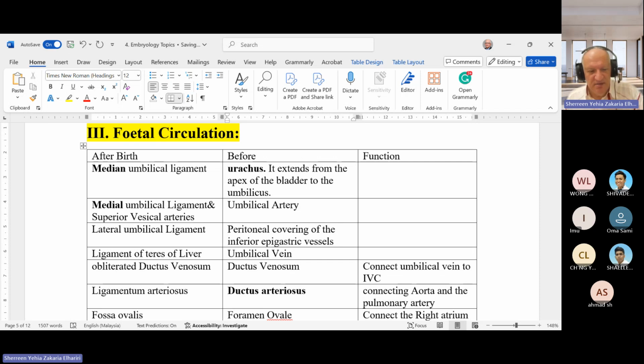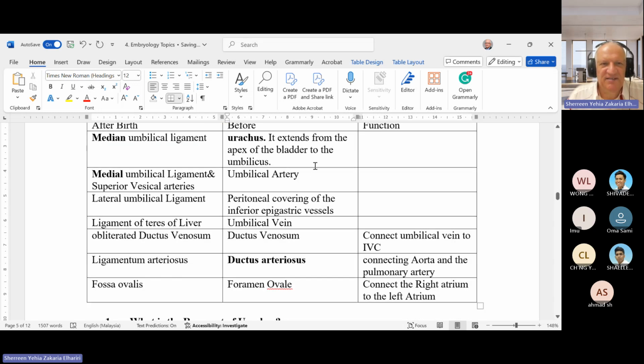This is a patent urachus. If you have a tumor of the urachus, it can cause adenocarcinoma. It is a rare tumor, and it is the only adenocarcinoma that can appear in the urinary bladder. This is not related to our discussion about fetal circulation, but just to differentiate between median and medial.